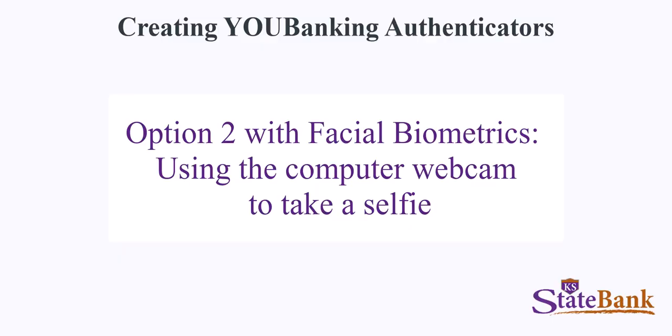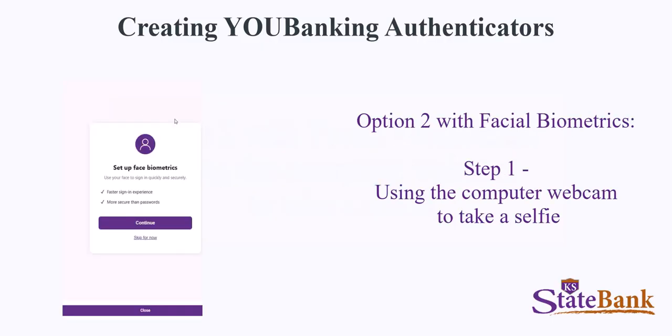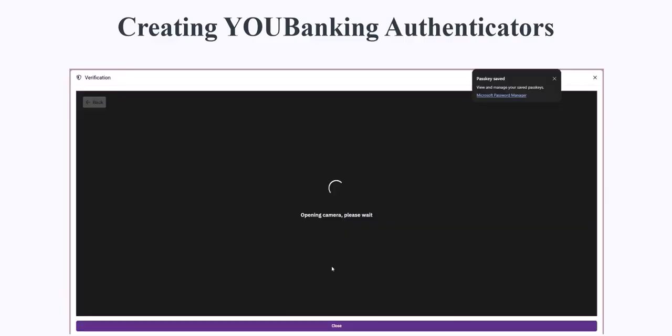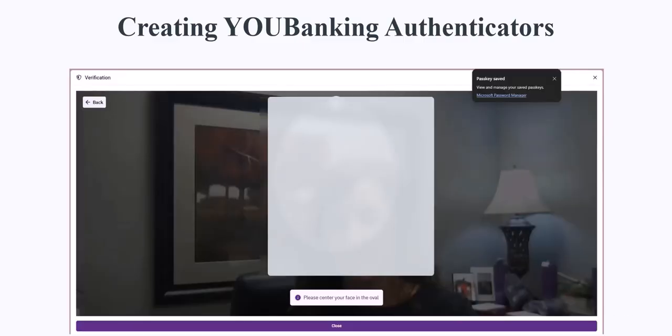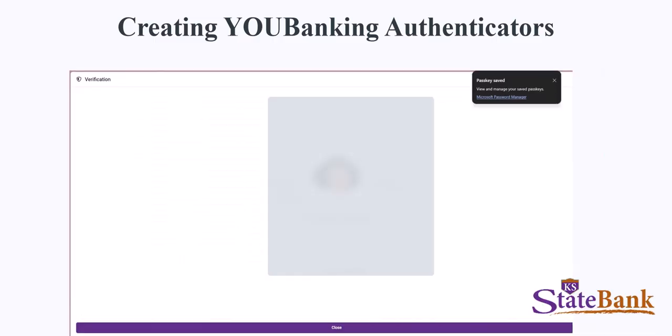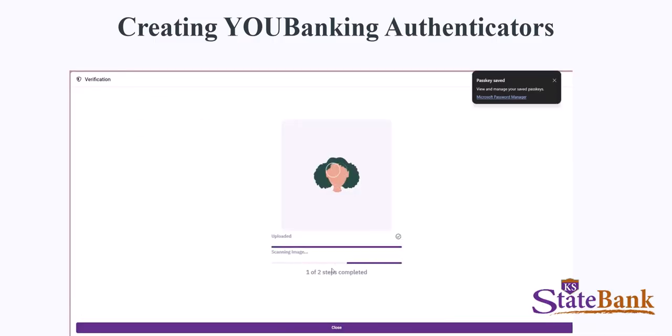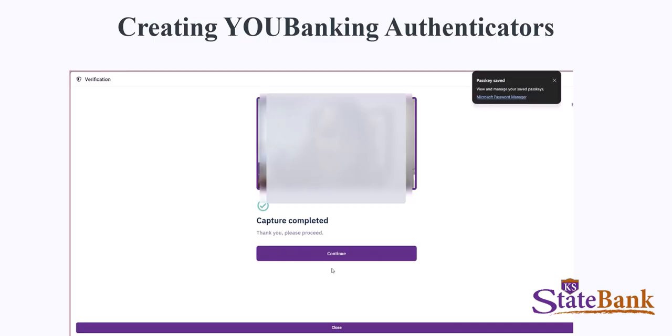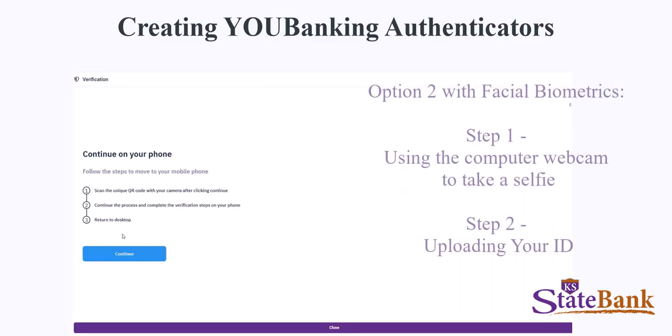Option 2 with facial biometrics, using the computer webcam to take a selfie. For this method, you'll have the option to use your computer webcam as a validation tool. Follow the instructions on the screen to take a selfie as your identification method by lining up your face with the oval to capture your image. Once complete, click Continue to go to Step 2 of the verification process.